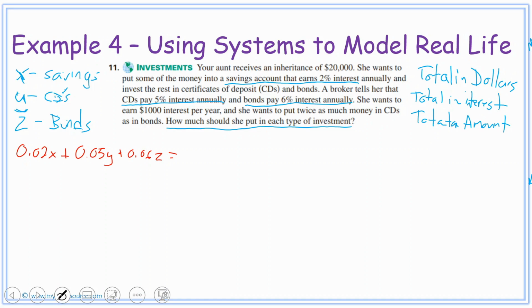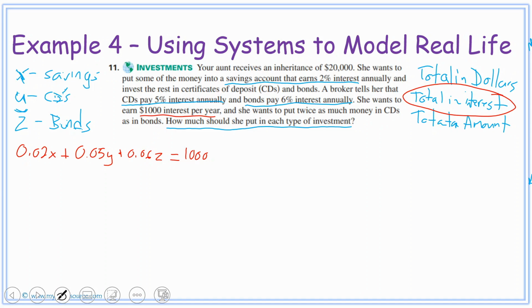And because it's interest, that means we're going to be adding it up in terms of total interest. And what was our total interest per year? $1,000. So that's our first equation. 1,000 is our total there, and we have our appropriate variables.